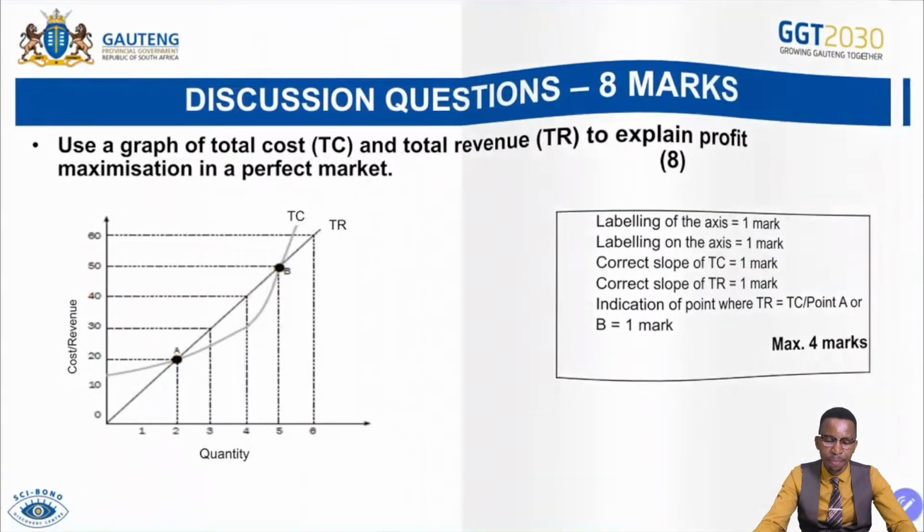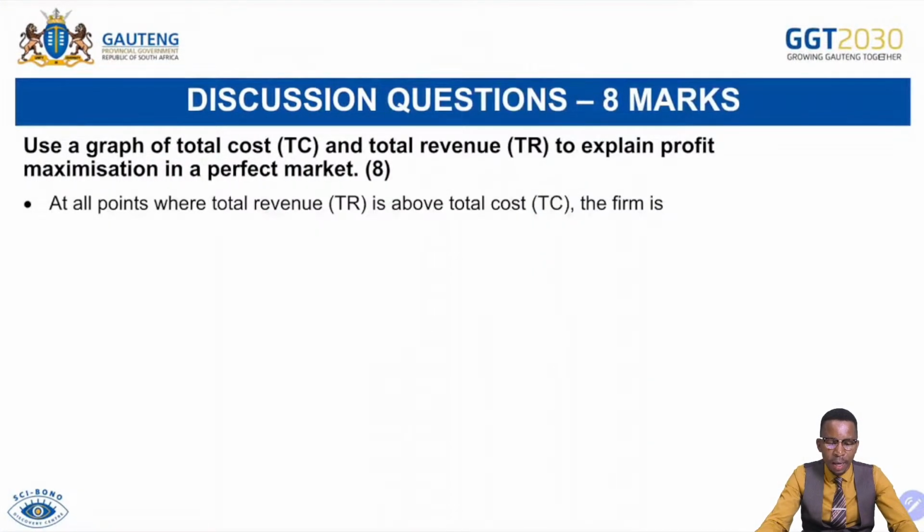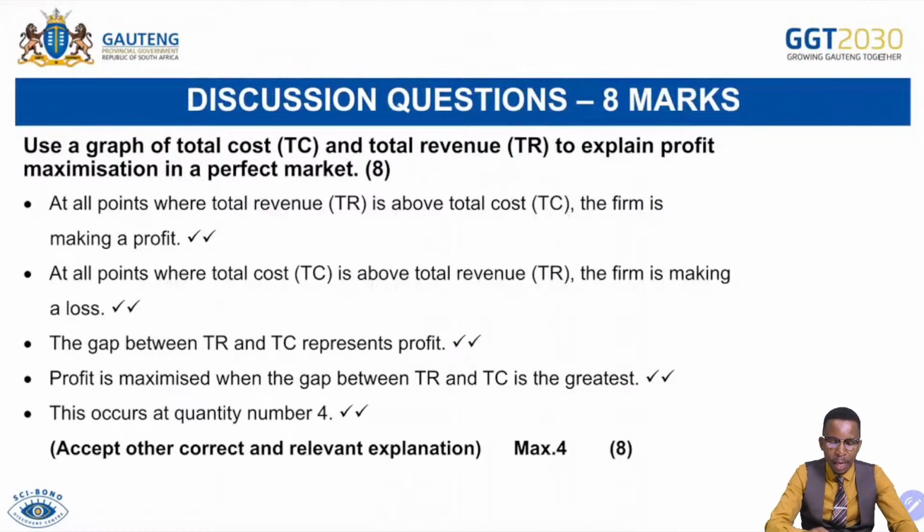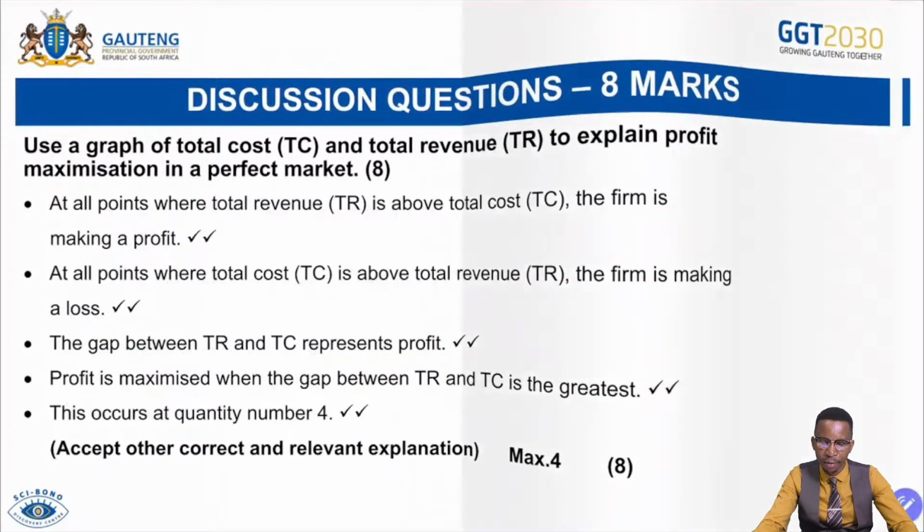Then the graph explanation. Let's check. At all points where total revenue TR is above total cost, the firm is making economic profit. At all points where TC is above TR, the firm is making economic loss. The gap between TR and TC represents economic profit. The profit is maximized where the gap between TR and TC is the greatest. This occurs at quantity 4 according to the graph.